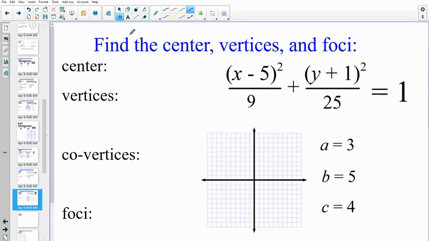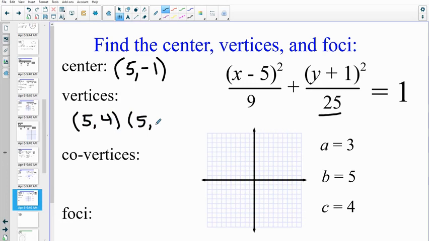So I'll start with the center. Let's see, the center, I've got x minus the x value, x minus 5, so 5 is the x value, y minus the y value, y minus -1 is the same as y plus 1, so there is the center. My vertices, I got to be careful on this one. My major axis is vertical because my denominator is larger for the y term, so I will be going up by 5 and down by 5. So my x value stays constant. I will go up to 4 or down to -6. So those are my two vertices.